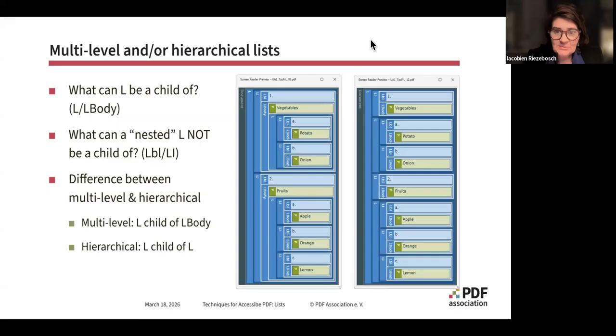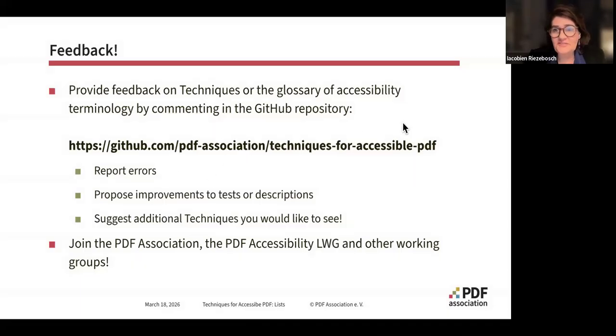I will share the last slide where there's also a link to the GitHub page. I thought that would come in handy later, but I will show it now. You can provide feedback, and there's a link, the GitHub link, github.com PDF Association Techniques for Accessible PDF, where you can, like Zach said, report the errors, propose improvements, or suggest additional techniques, or like Duff said, join the PDF Association, the PDF Accessibility LWG, and other working groups.